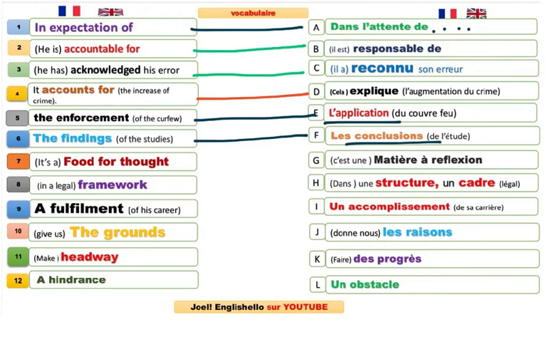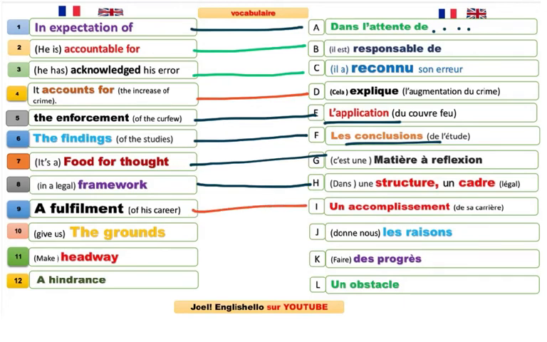It's a food for thought. C'est une matière à réflexion. Food for thought. In a legal framework, dans des structures légales, dans un cadre. Framework, c'est un cadre. We work in a legal framework. Nous travaillons dans un cadre légal. On ne fait pas du black, du underground, all right.